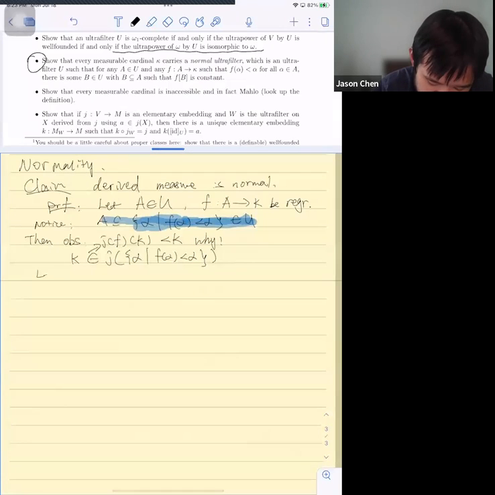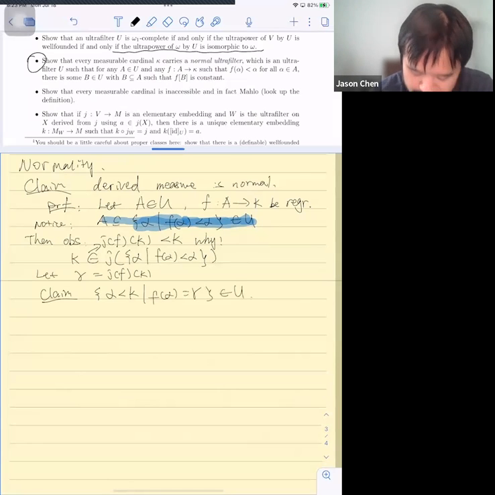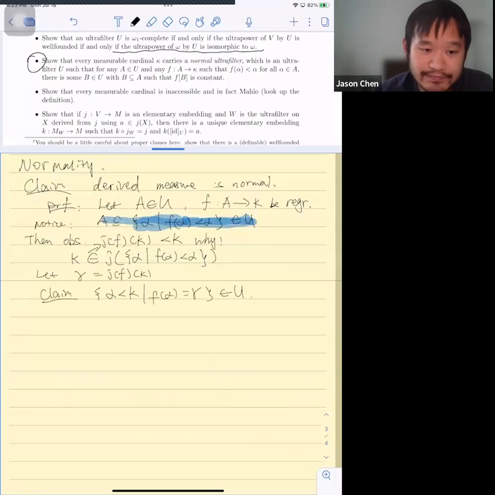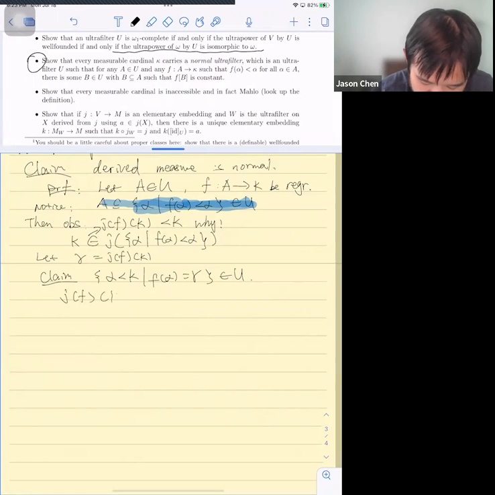Okay. And let gamma be this value. Right. Now the claim is this set is the set that we want. Well, almost the set that we want. Right. So F maps a measure one set to gamma. Okay. But then this is because J of F of kappa is equal to gamma if and only if kappa is in J of this set.